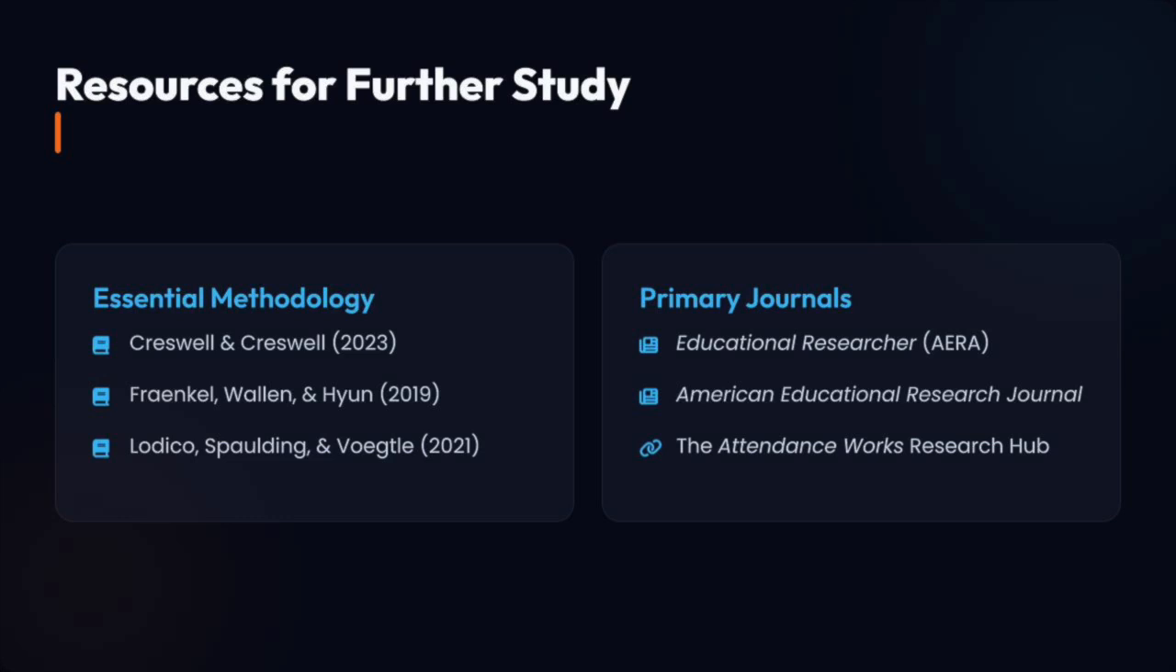For those interested in exploring these methodologies or the topic of absenteeism further, we've compiled a list of foundational resources. For core research design, we highly recommend the text by Creswell and Creswell, as well as Fraenkel, Wallen, and Hyun. To track ongoing empirical data regarding student attendance patterns and academic achievement gaps, prominent journals such as Educational Researcher and the American Educational Research Journal regularly publish contemporary peer-reviewed studies. Additionally, the Attendance Works Research Hub is an excellent centralized platform for assessing localized tools and field data.